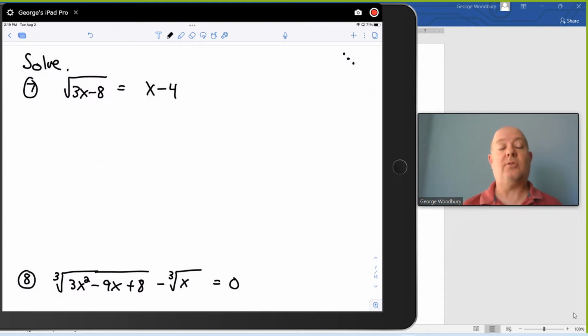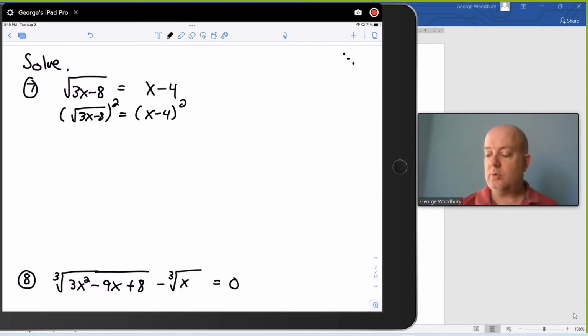First step is to isolate the radical, and in problem 7 I already have that. I have the square root of 3x minus 8 equal to x minus 4. So to get rid of the radical, I'm going to raise both sides to the second power. Square root of 3x minus 8 squared equals x minus 4 quantity squared. On the left-hand side, the square takes out the radical. I'm left with just 3x minus 8.